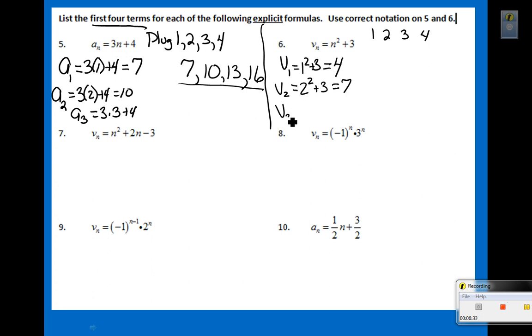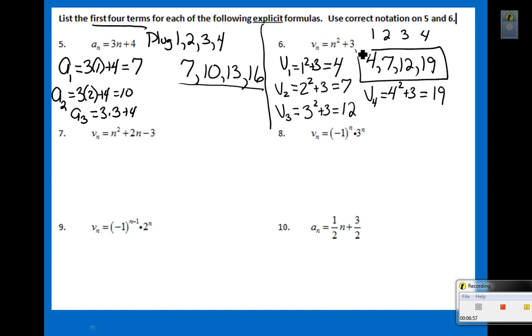The value of my third term is going to be 3 squared plus 3, which is going to be 12. And the value of my fourth term is going to be 4 squared plus 3, which is 19. Now when I list it, 4, 7, 12, 19. There's the first 4 terms. You don't have to do all of this extra work unless you're told to. On this one it says use correct notation on number 5 and number 6. So I needed to do that. Now on the rest of them, guys, we're just going to plug the numbers in.